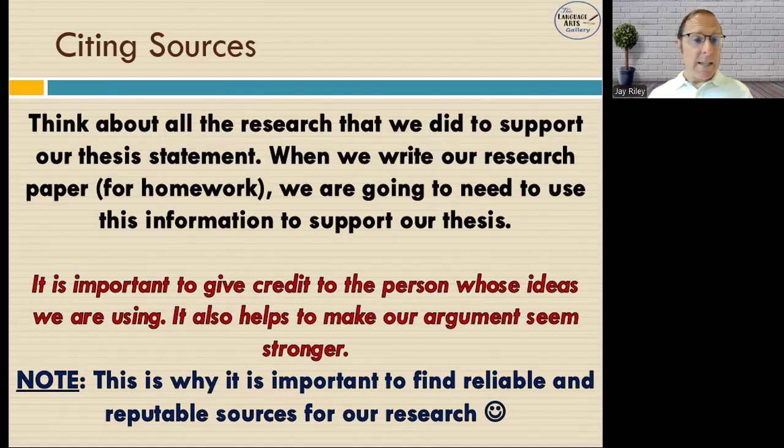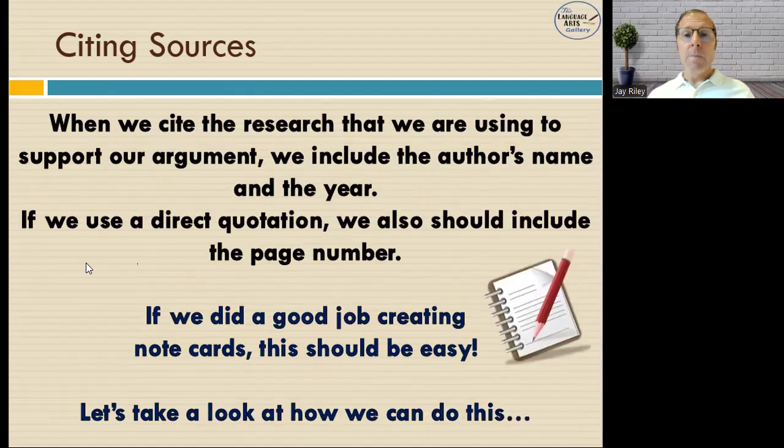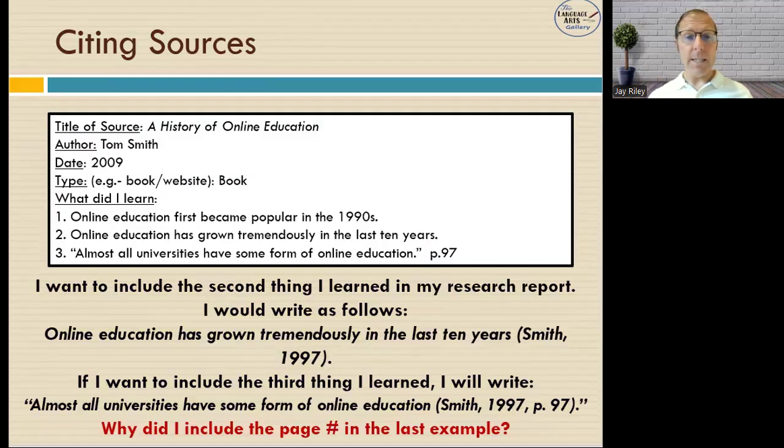So this is also important for the person reading our paper if they want to go back and find a little bit more information based on the sources that we've used. So we are going to include the author's name and the year of publication in our text. That's our in-text citation. If we include a quotation, we want to include the page number. And we also want to make sure that whatever we're quoting, we use quotation marks to show exactly what that author said. So let's take a look at this here.